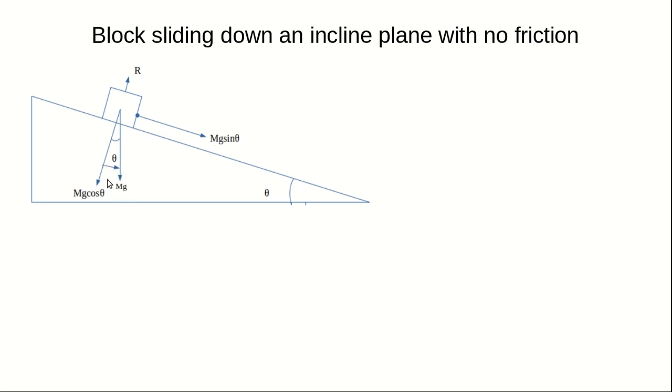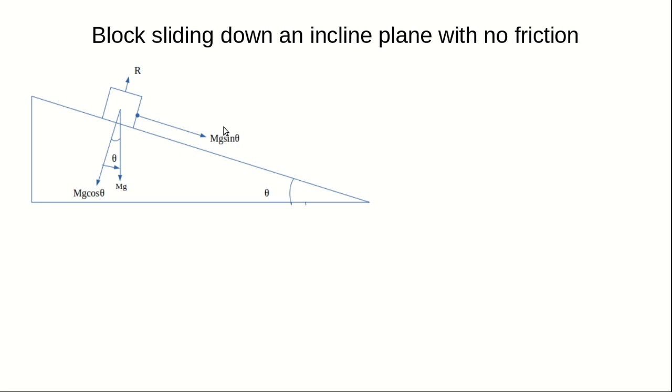You can see opposite over hypotenuse. This is hypotenuse, while this one is adjacent over hypotenuse, right? So with this, this particular force can be extended to this part. That's why this one is mg sin theta.